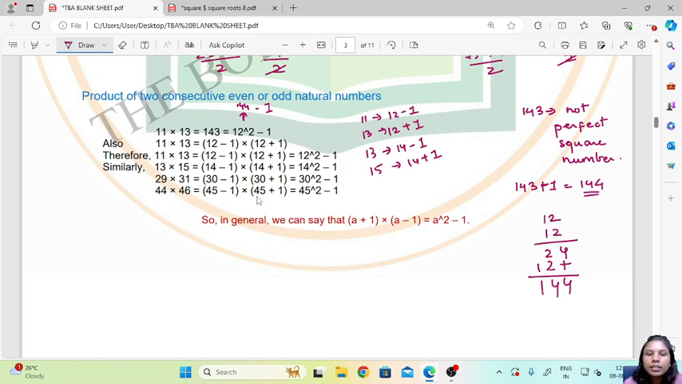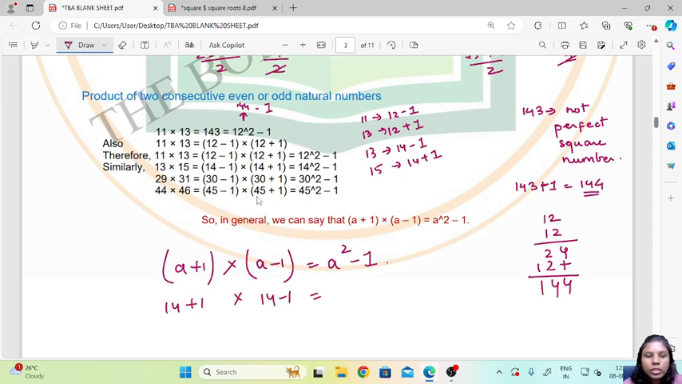So what we can say here is that we can derive a general formula, saying that a plus 1, like how we took 12 plus 1, 14 plus 1, 30 plus 1, 45 plus 1. So adding one number and then multiplying it with a minus 1 gives us a square minus 1. That is the perfect square number that we get. So if we take this example, say I have here 14 plus 1 and 14 minus 1, this will be 15 into 13.